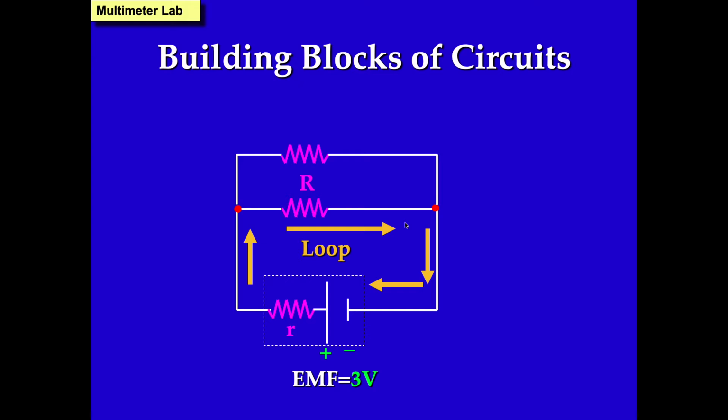So if you integrate the electric field around the loop, because the electric field is conservative, right? If I integrate around a closed path, any closed path, I should get zero. So I can use that idea to solve circuits. We'll see that later on in chapter 28.